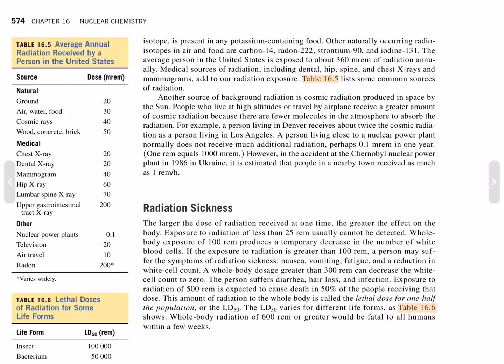Exposure to radiation of 500 rems is expected to cause death in 50% of the people receiving that dose. The amount of radiation to the whole body is called the lethal dose for half of the population, or LD50. LD50 varies for different life forms. Table 6.6 shows whole body radiation of 600 rems or greater would be fatal to all humans within a few weeks.